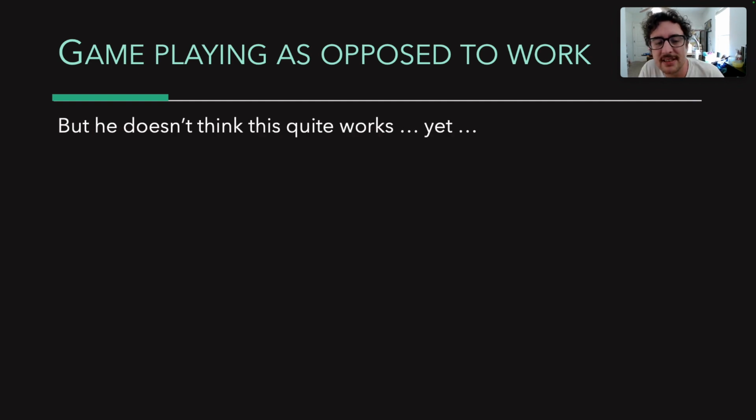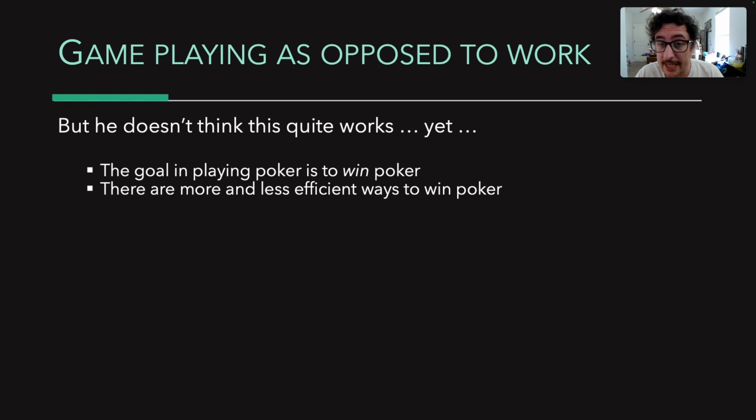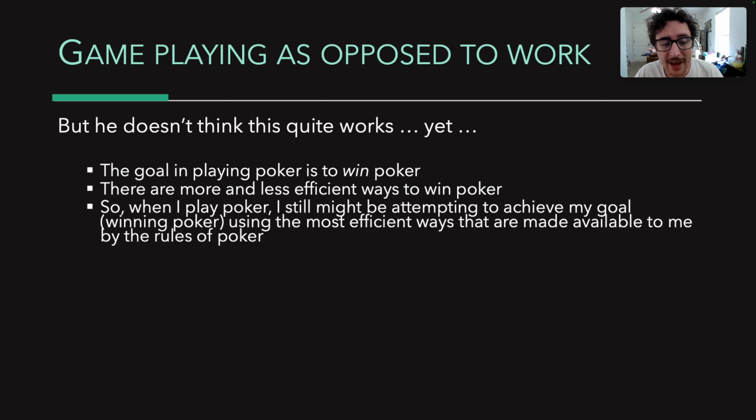But Suits doesn't think that this can be quite right yet. It hasn't gotten us to a full understanding of games. And he gives some examples to raise an objection here. He says, well, the goal in playing poker is to win poker. But notice, you can play poker well and you can play it poorly. When you play it well, you are using the more efficient ways to win poker. When you play it poorly, when you make bad choices, you are using less efficient ways of accomplishing that goal of winning poker.